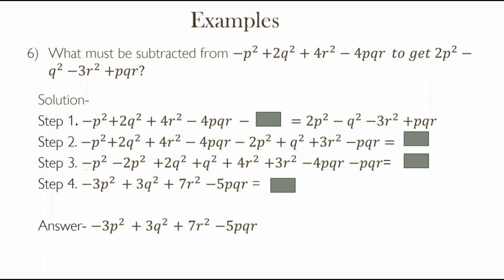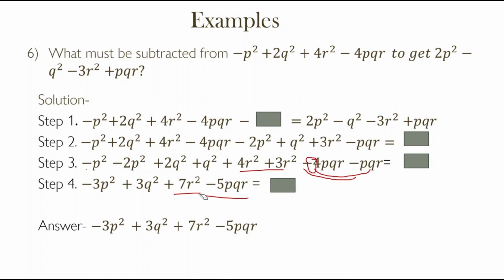Then we did 4r square plus 3r square, which is 7r square. And when we did minus 4pqr minus pqr, again signs of the terms were same, so that's why we add. 4 plus 1 is 5, and the answer sign is of the bigger number, that's why the answer is negative.